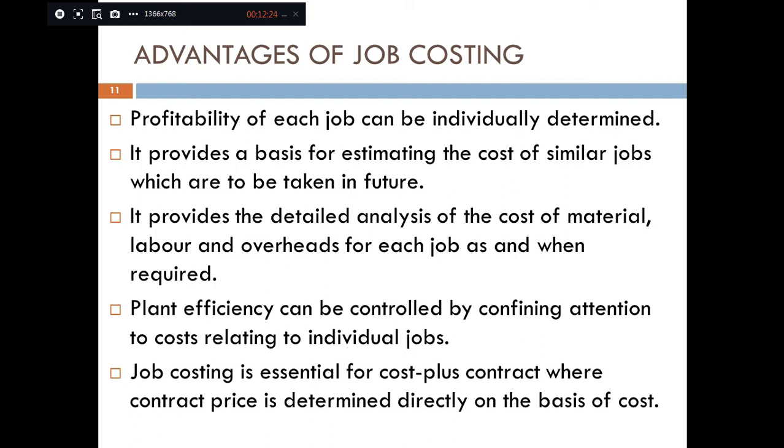Plant efficiency can be controlled by confining attention to cost relating to individual jobs. As you know, efficiency and effectiveness of the operation may be challenged. Job costing is essential for cost plus contract, where contract price is determined directly on the basis of the cost.